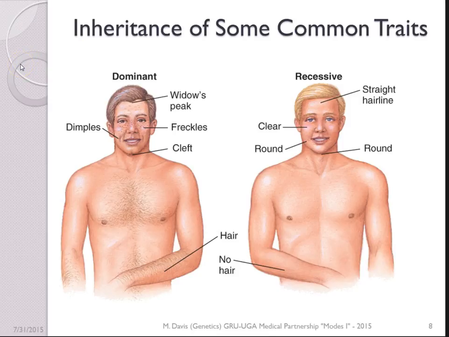Here I just simply list the inheritance of some common traits that you're aware of. So widow's peak, freckles, cleft chin, and dimples are all dominant traits. Straight hairline, clear skin, rounded cheeks, and rounded chin are actually recessive traits. I usually joke that my daughter has gotten the worst of everything, as I have freckles, her father has a widow's peak, and her father has a cleft chin. And so she has all of these traits.